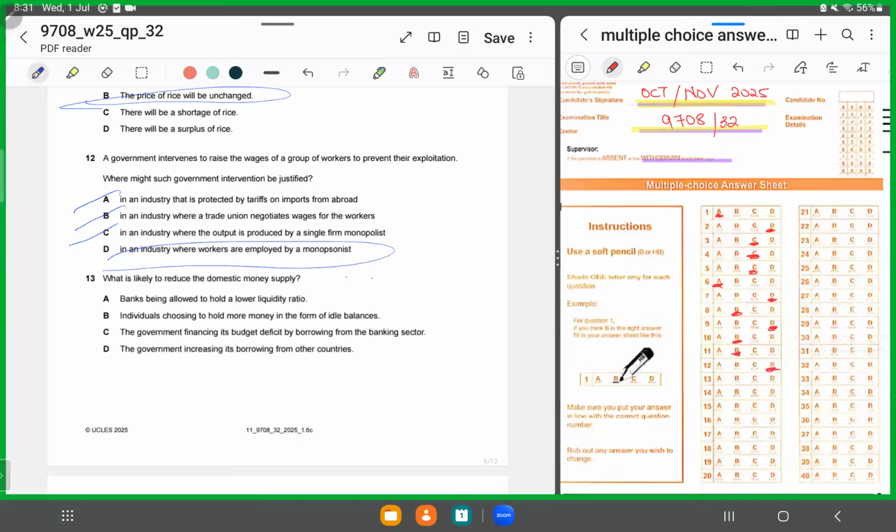What is likely to reduce the domestic money supply? Now, out of these four options, which is going to reduce the amount of money circulating in the economy?